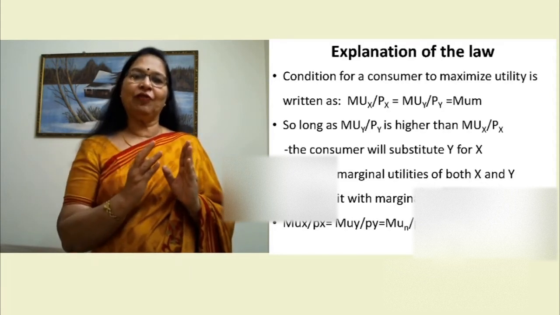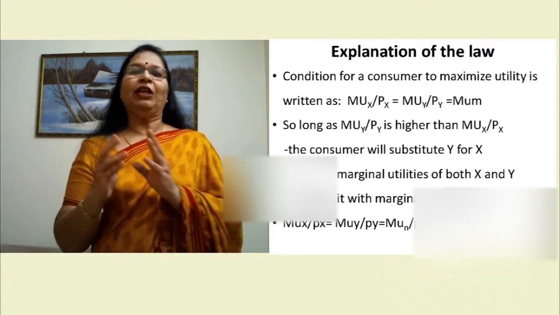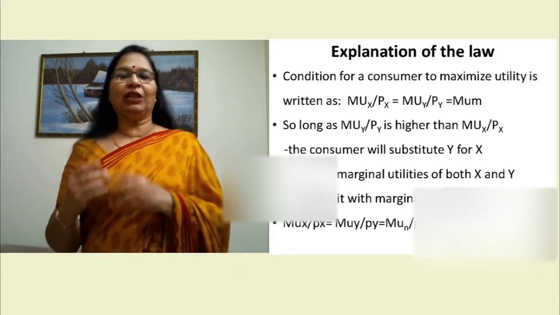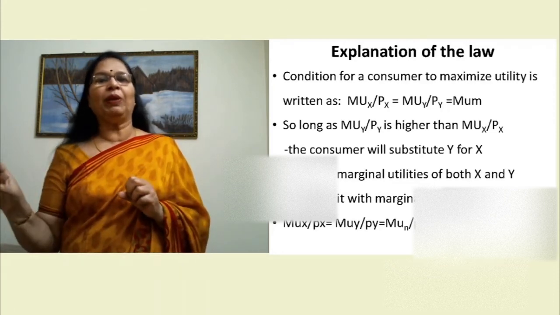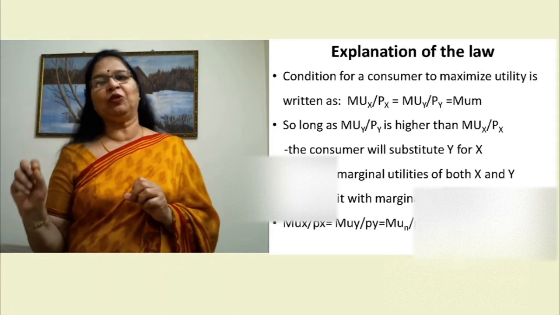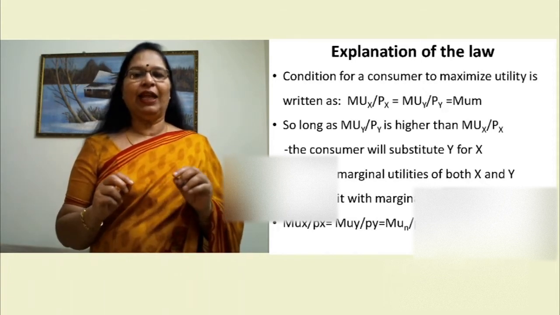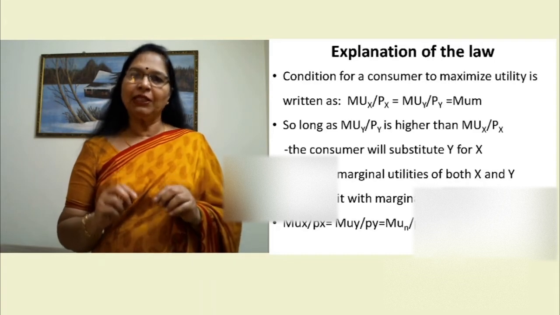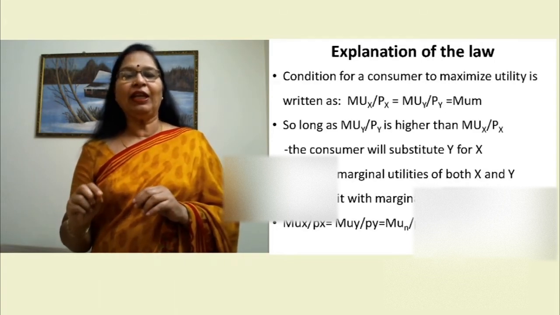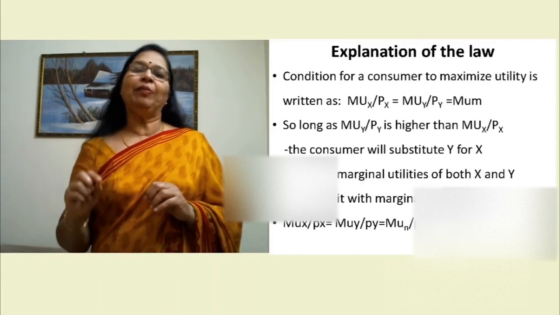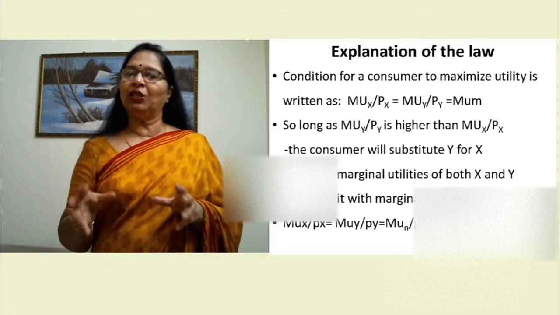So compare the utility from commodity X with the price of X, and the utility of commodity Y with its price. Finally, these should be equal to the marginal utility of money itself, in such a way that MUX by PX must be equal to MUY by PY, and finally it should be equal to MUM. Now what does it mean?